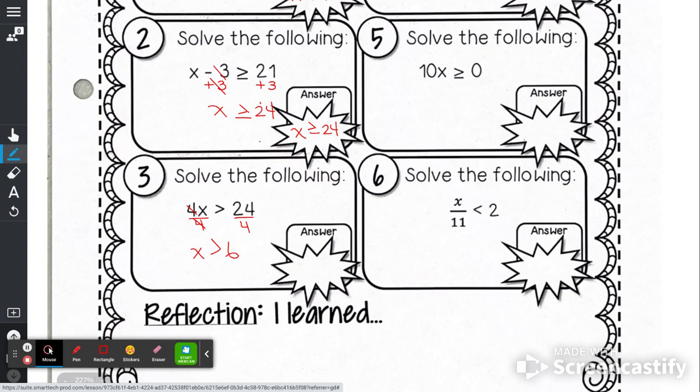I think that I accidentally put 4 instead of 6. Oh my goodness. You're going too fast.